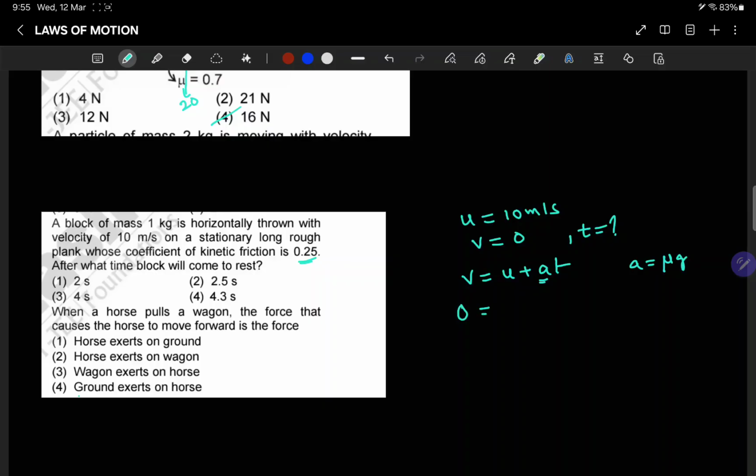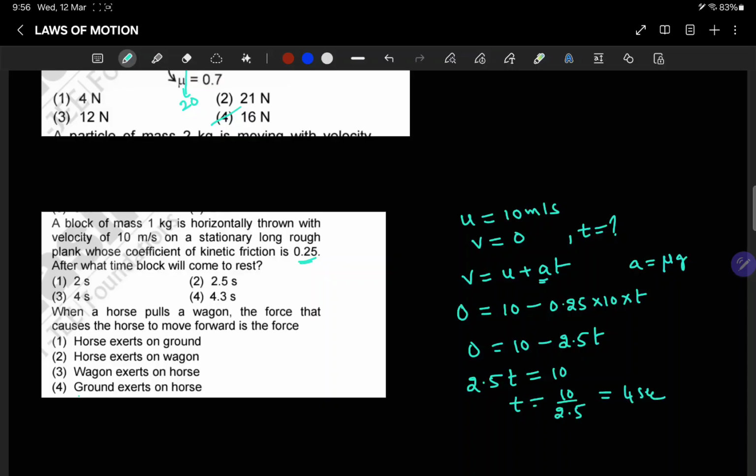So final velocity 0, initial velocity 10 meter per second minus, why? Because after some time it comes to rest, which means retardation. Minus mu g t, mu is 0.25, g is 10, into time. So 0 equals 10 minus 0.25 into 10, that is 2.5, into t. 2.5 t equals 10. t equals 10 by 2.5, that means 4 seconds. After 4 seconds the block will come to rest, students. Important.